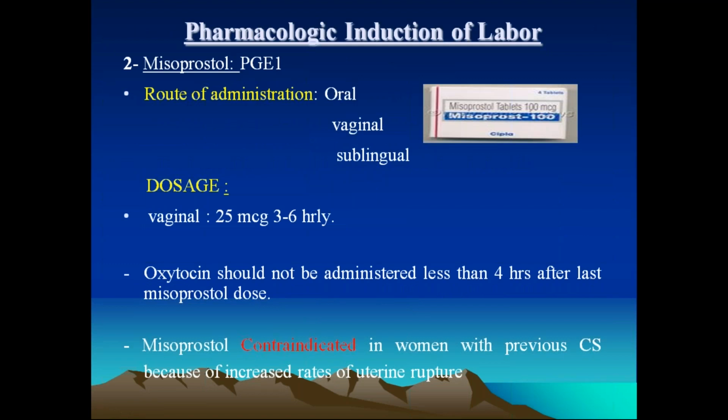And the next pharmacological method for induction of labor is misoprostol, that is E1. It can be given either orally, vaginally, or sublingually. Coming to the dosage of misoprostol, it is 25 micrograms, which we have to give every 3 to 6 hours, and oxytocin should not be administered within 4 hours of the dose. Suppose we have given a misoprostol dose at around 12, we have to give oxytocin at around 4. And coming to the contraindications, in patients who have undergone previous cesarean section, we should not give misoprostol, because there will be an increased risk of uterine rupture.